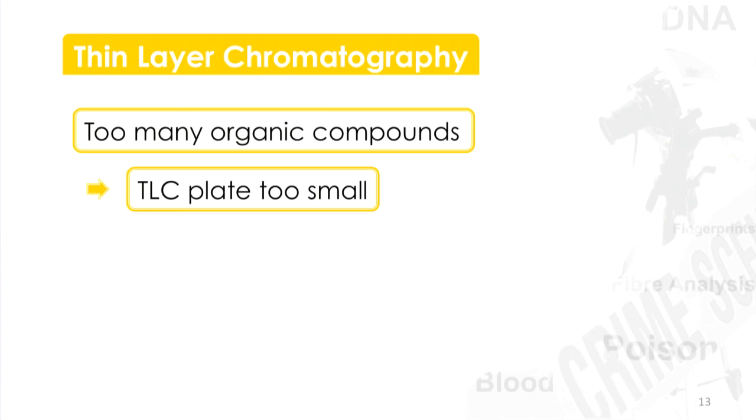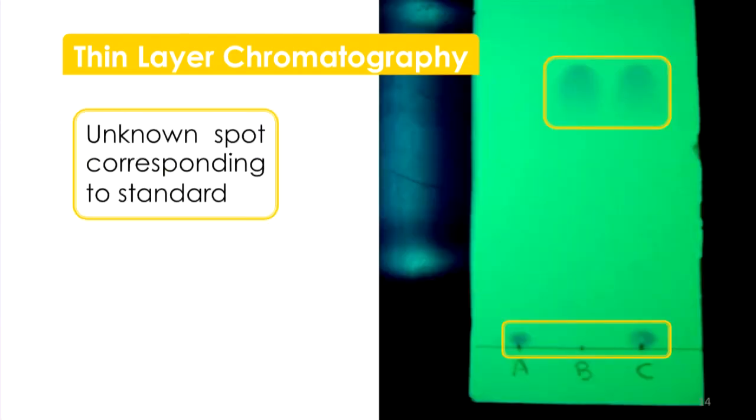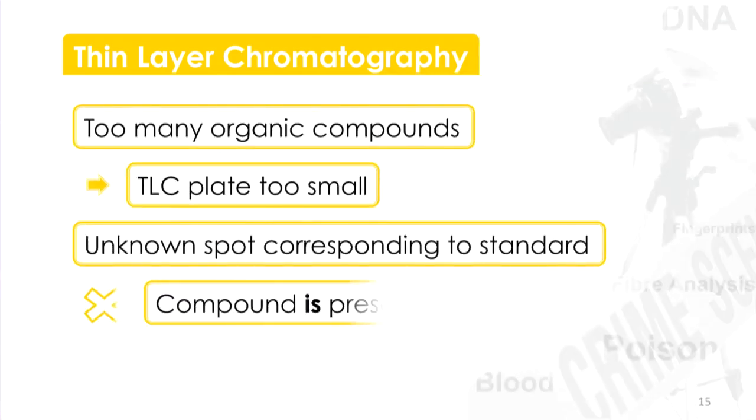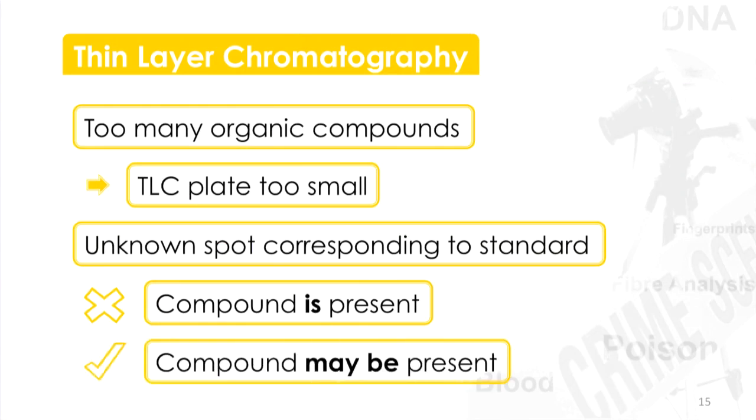So when we do a TLC and we see that a spot in our unknown mixture corresponds to one of our standards, as it does in this TLC plate, we cannot say that that standard compound is present in the mixture. That would be a definitive answer which we cannot give. We can say that that compound may be in the mixture, and therefore we should go on to do further tests to determine this. So TLC is nice, it's simple, it's quick, it's cheap, but it cannot in all cases give you a definitive answer.